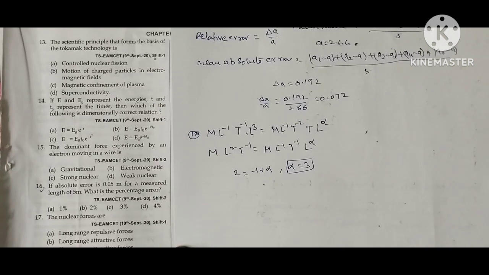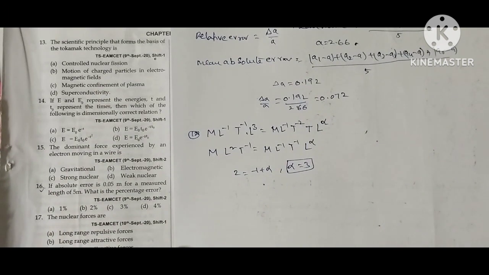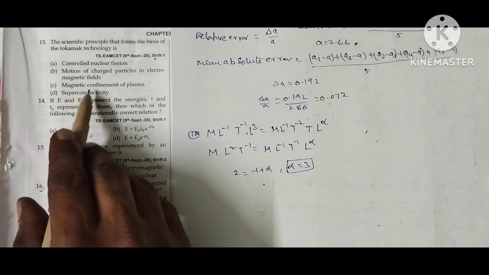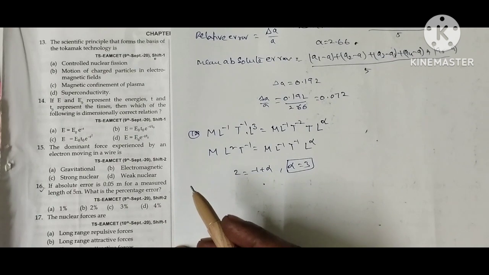Next, 13th question: the specific principle that forms the basis of tokamak technology. It is the magnetic confinement of plasma. They will ask this two times. The 13th one is magnetic confinement of plasma. Tokamak technology and fusion reactor are both the same. Next will be the 14th one.